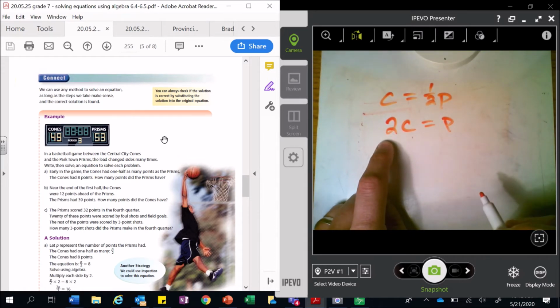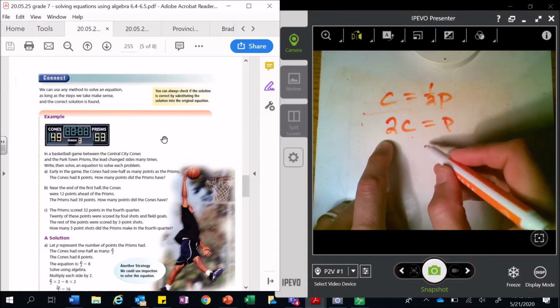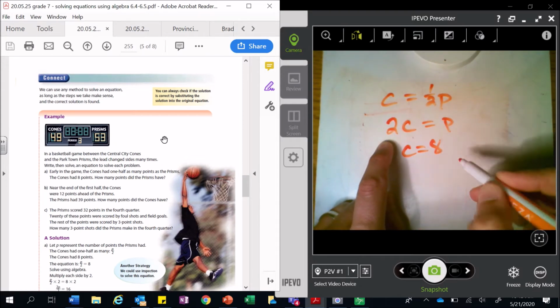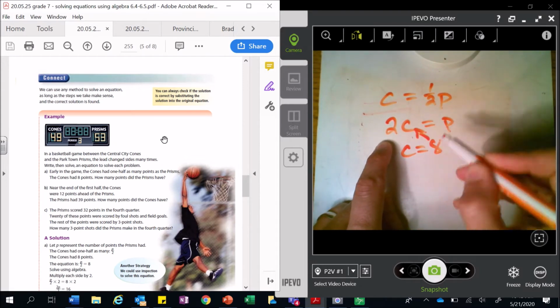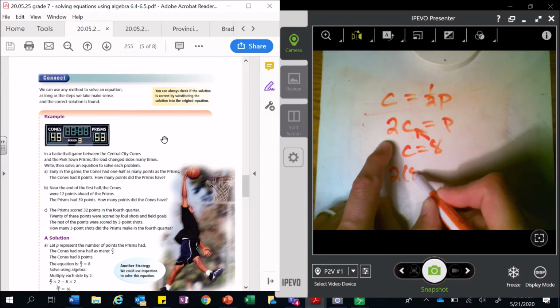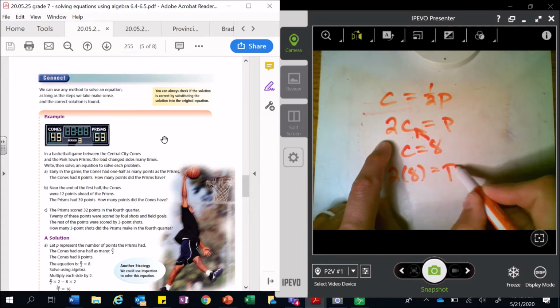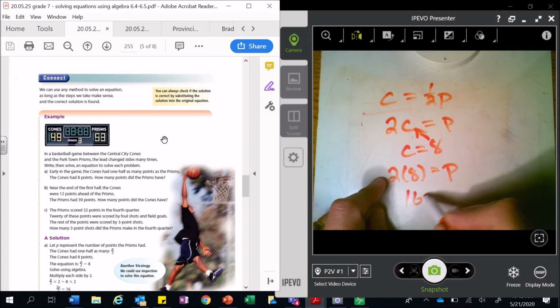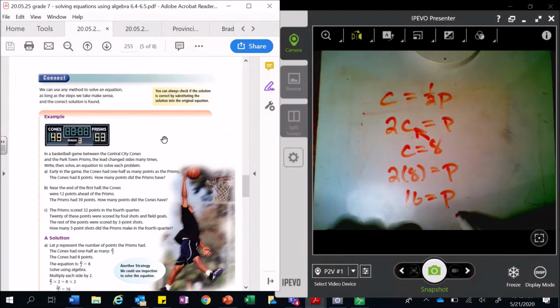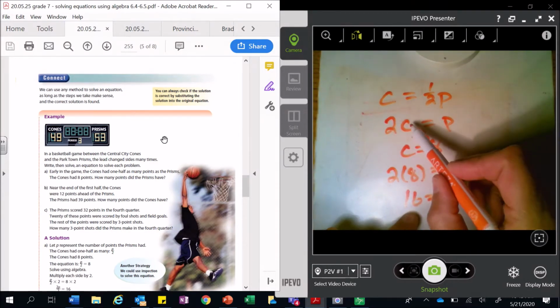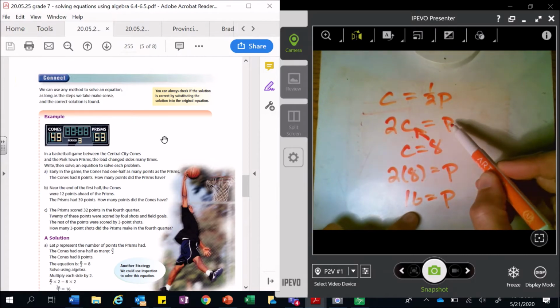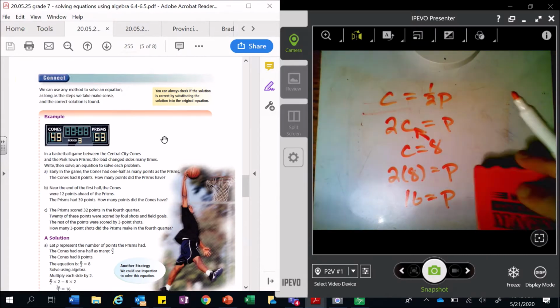Now, it tells us how many points the Cones had. It said that the Cones had 8 points. Well, let's plug that in. So 2 times 8 points equals what the Prisms had. Well, 2 times 8 is 16. That means the Prisms would have 16. Let's check: 2 times 8 is 16 equals 16. That balances.